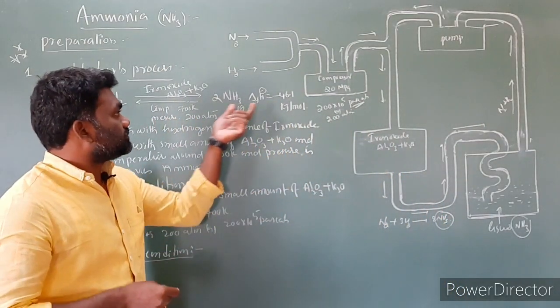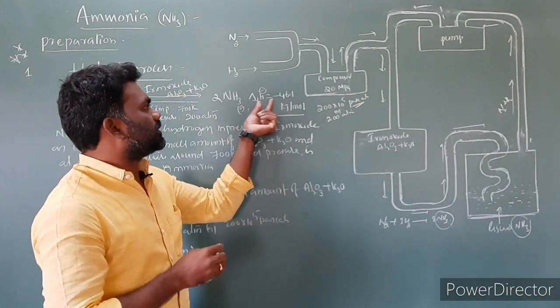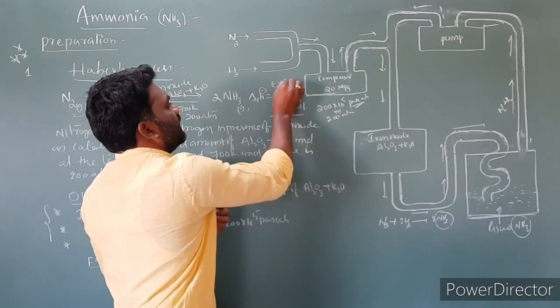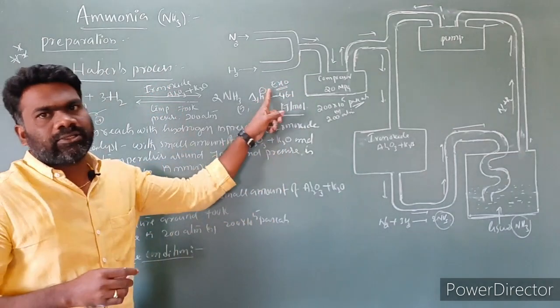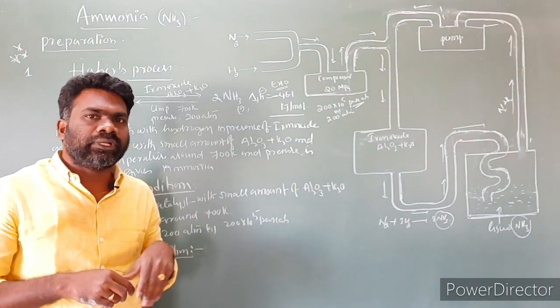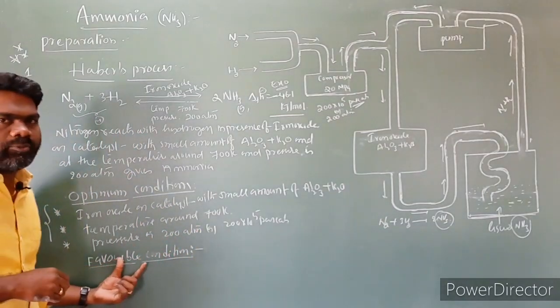And this is an exothermic reaction. Look at this reaction. The standard enthalpy of formation of ammonia is minus 46. So this is an exothermic reaction, so due to exothermic reaction, we have to use low temperature. Low temperature and high pressure are favorable conditions for manufacturing of ammonia.